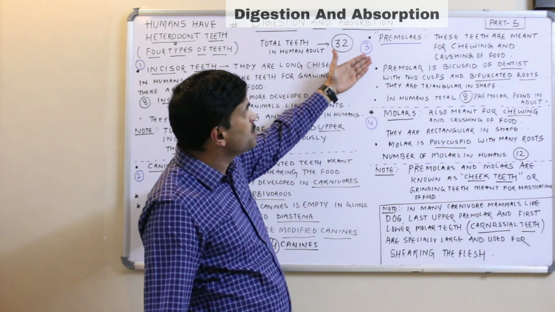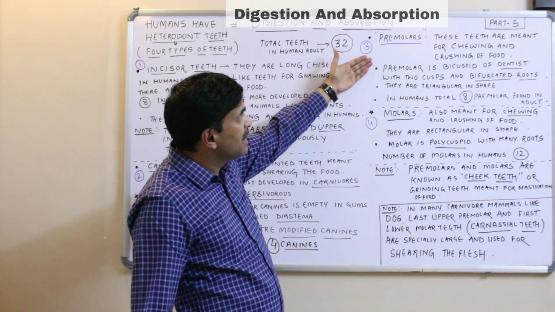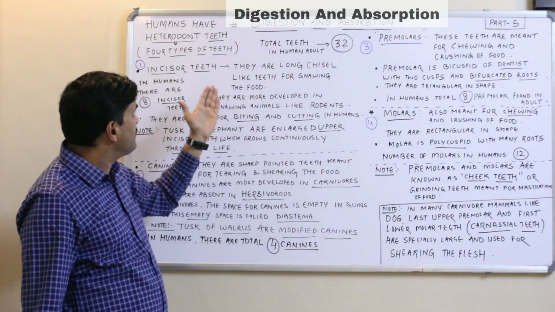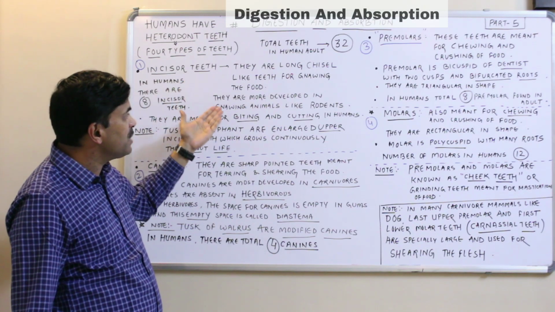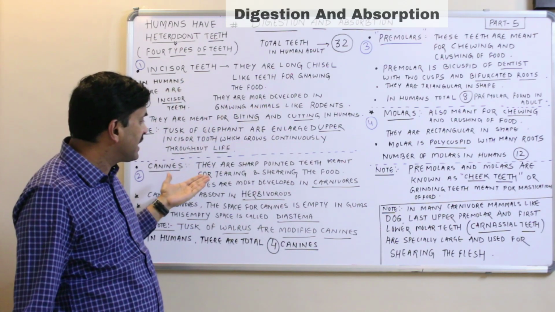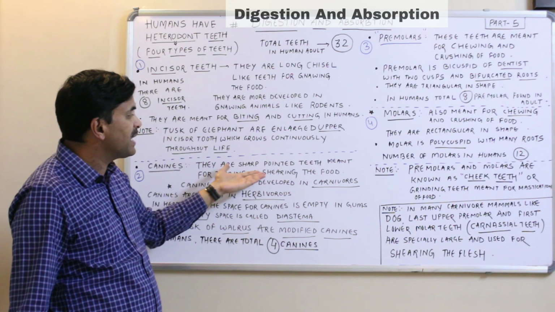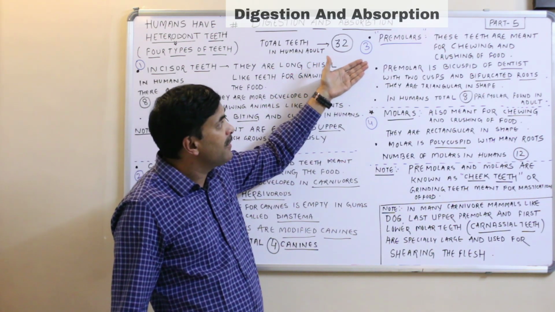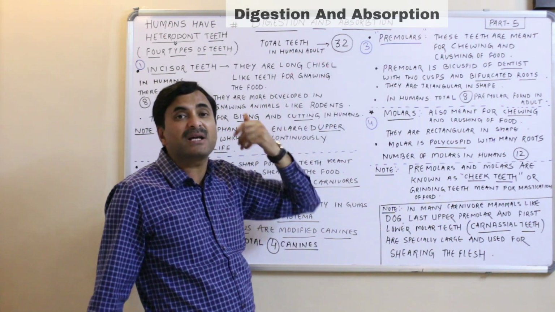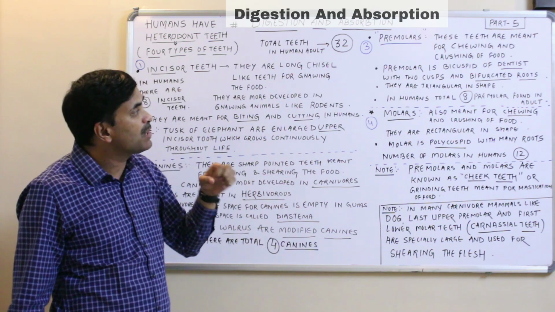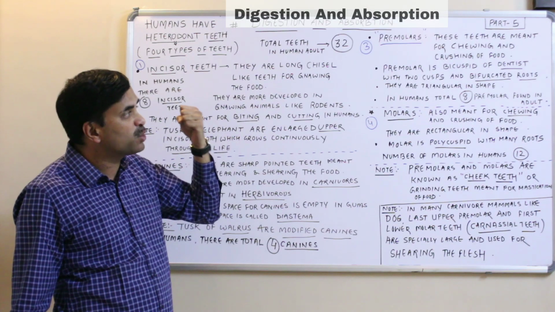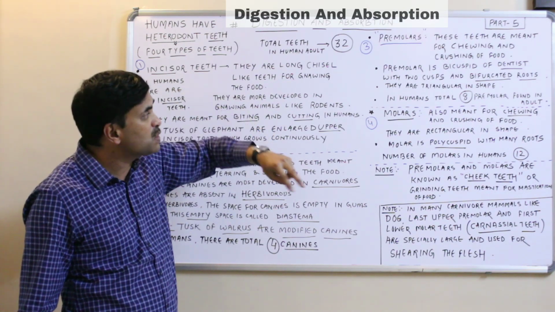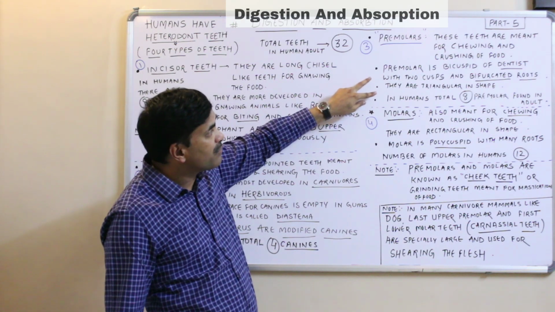Now coming to the premolars, these teeth are meant for chewing and crushing the food. You have seen that the incisor teeth were meant for biting and cutting, and the canine teeth were meant for tearing and shearing. Premolars are meant for chewing and crushing of the food, okay. And the premolar is the bicuspid of the dentist. Why? Because these teeth consist of 2 cusps, and they have a bifurcated root like this. Also these teeth are triangular in shape.